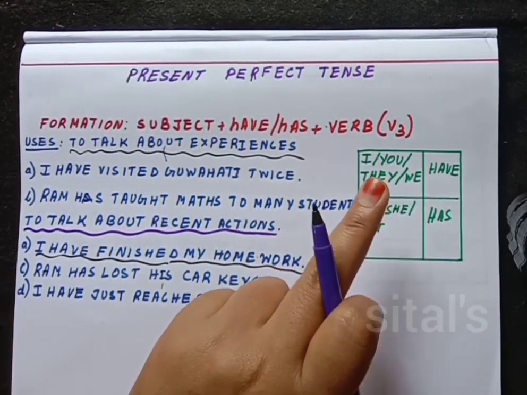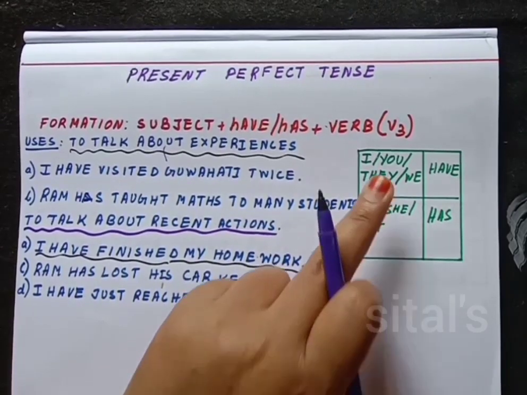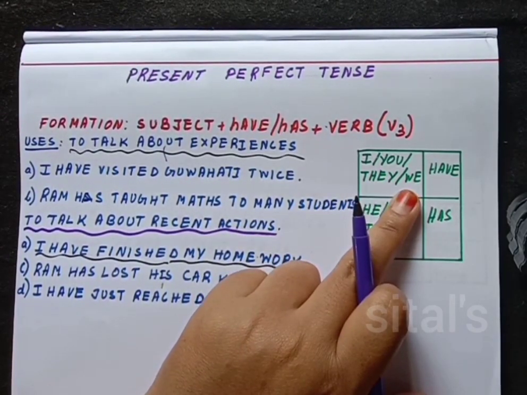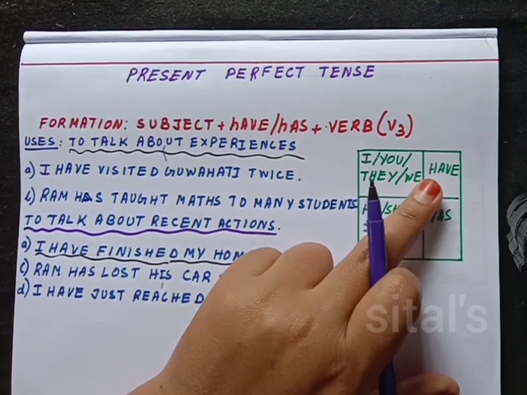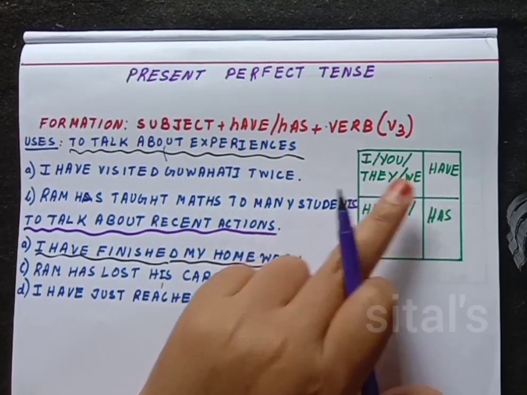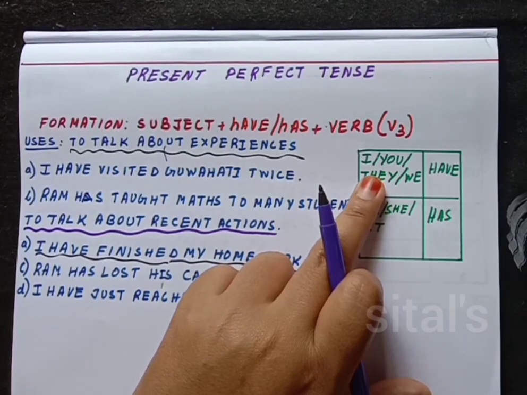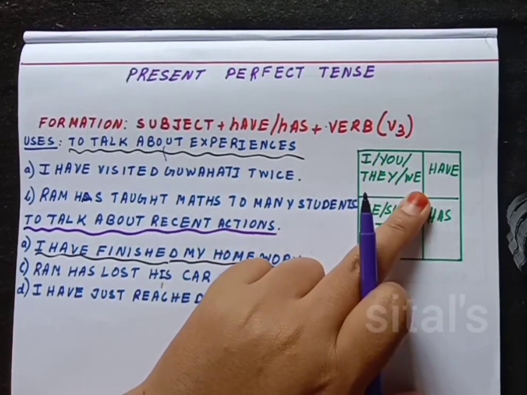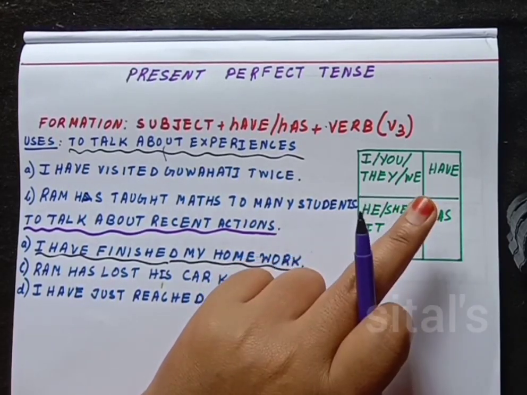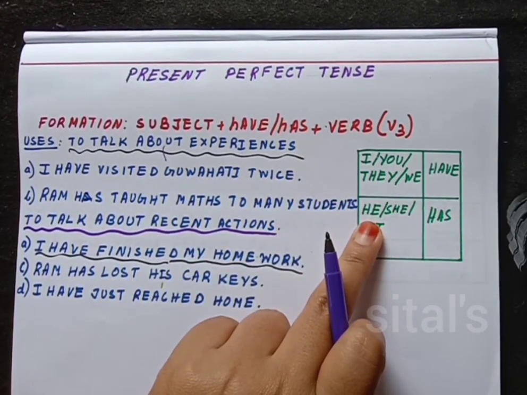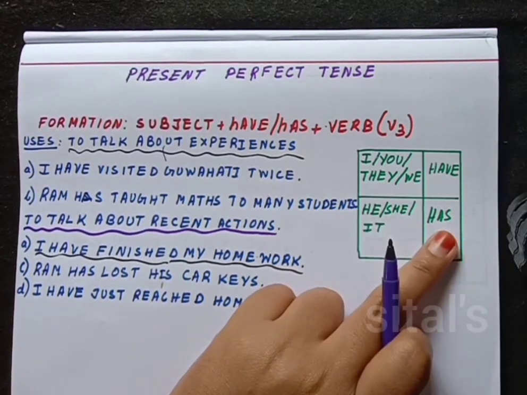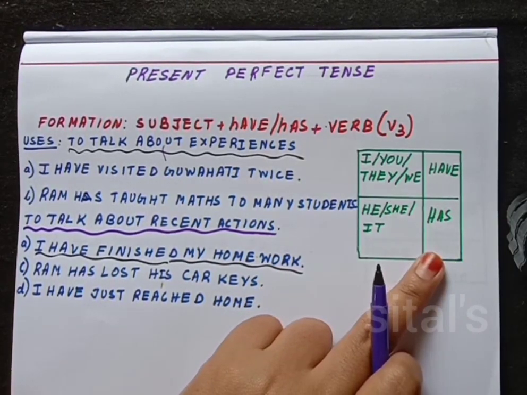With the plural pronouns they and we. They means more than one, right? We also means more than one. So with plural pronouns and plural nouns also, we use have. So I have, you have, they have, we have, Ram, Hari, Jadu, Madhu have. With singular pronouns or singular nouns, we use has. He has, she has, it has, Ram has. I hope it is clear to you.